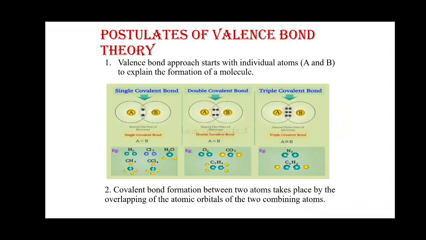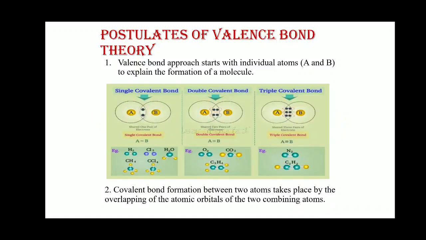In this picture, there is a formation of a single covalent bond, double covalent bond and a triple covalent bond. The single covalent bond is formed by the sharing of one pair of electrons. For example, in H2 molecule, Cl2 molecule, H2O molecule, CH4 molecule, CCl4 molecule. In these molecules, there is a sharing of one pair of electrons between the two atoms.